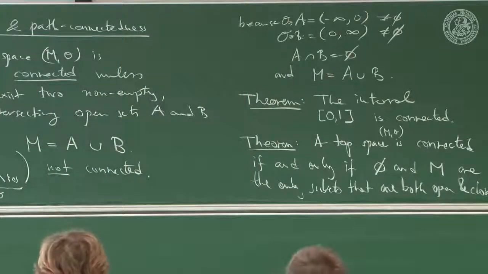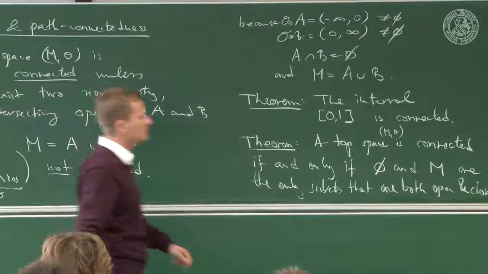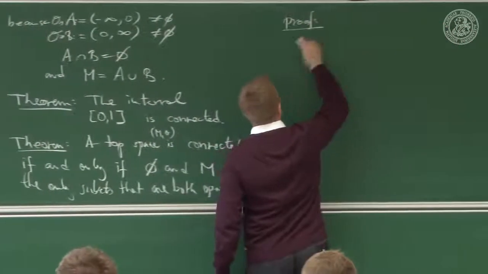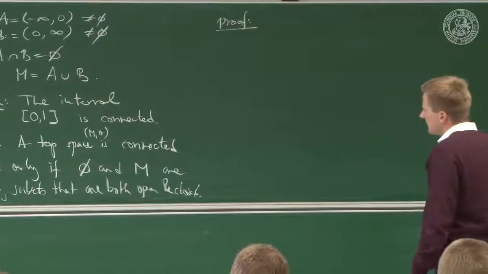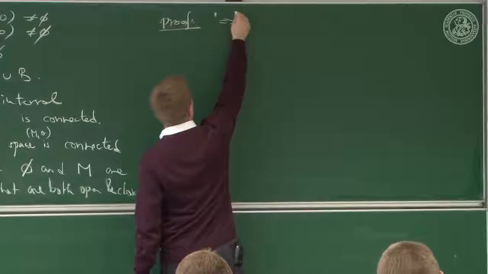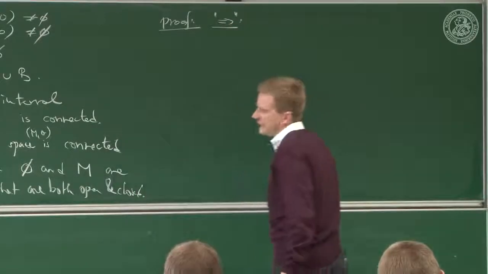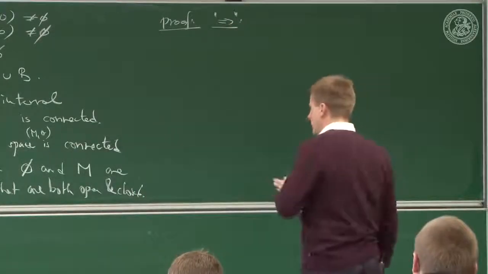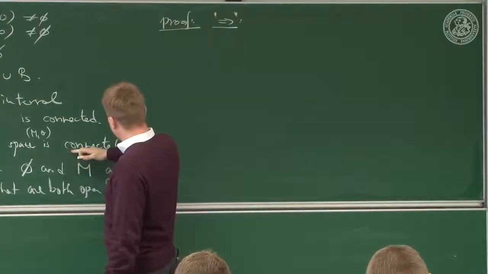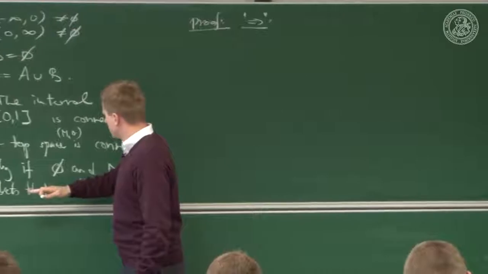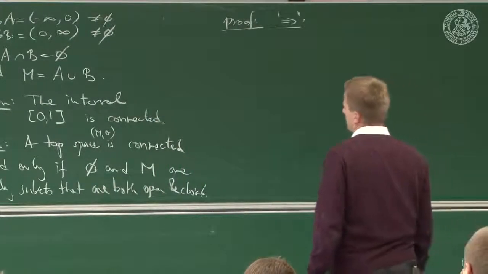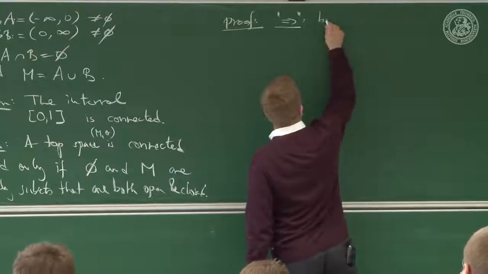Okay, so let's try to prove that, to get some practice in working with this notion. So let's first try to prove this direction. You see you have an if and only if, so you have an arrow in one direction, arrow in the other direction. Let's first take: if connected, then the empty set and M are the only subsets that are both open and closed. So let's do this by contradiction.